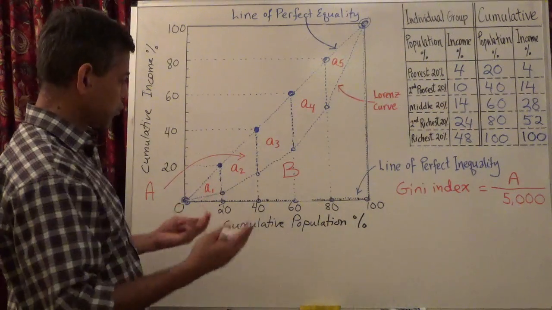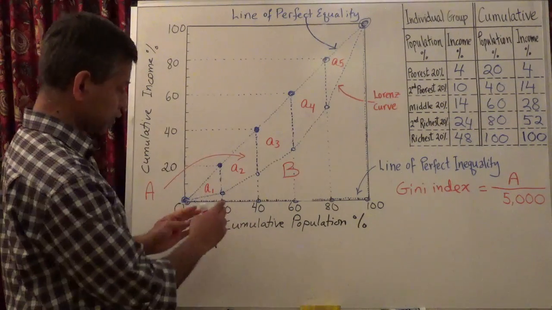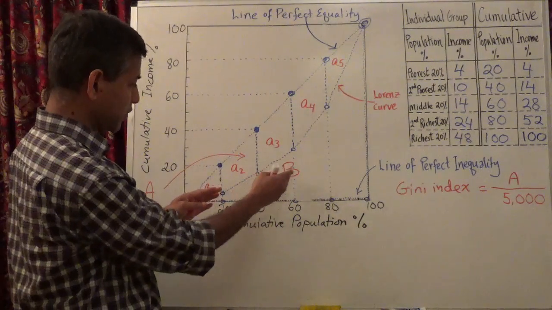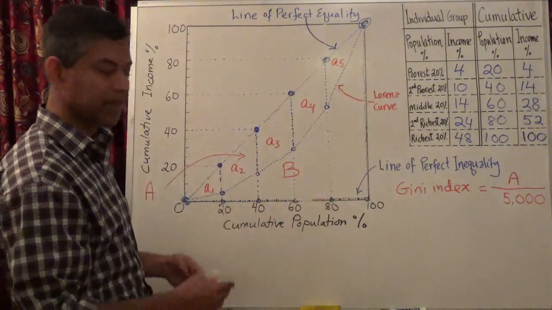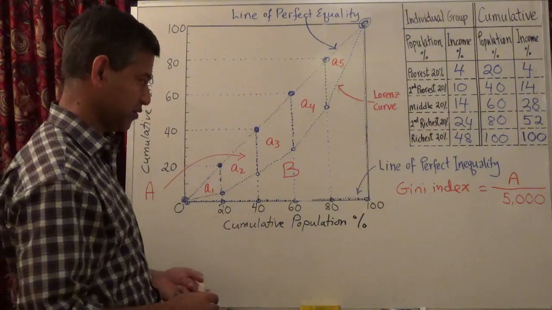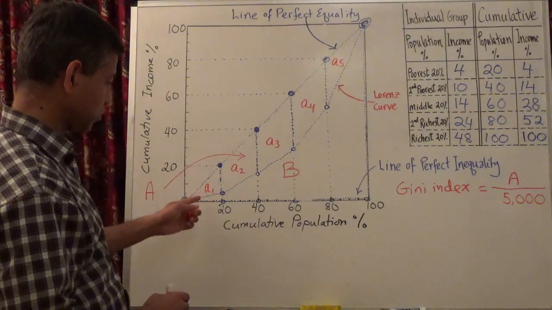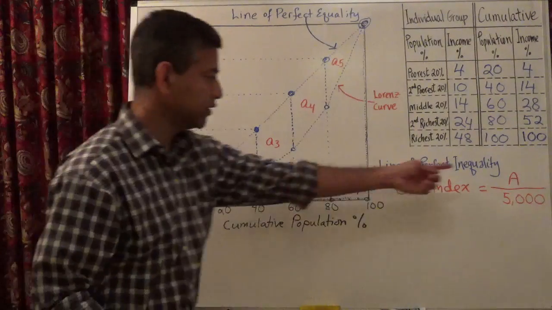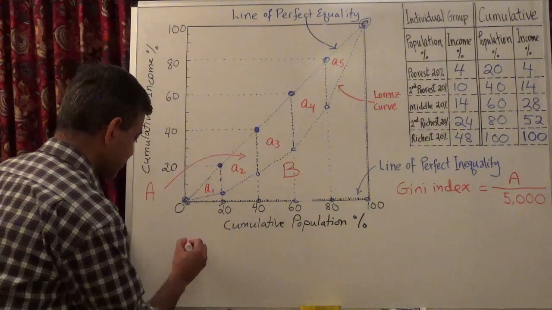Now, if someone wanted to calculate this area by first calculating the area B and then subtracting area B from the full area 5,000, that would also be okay. So that would be a little bit indirect, but that's arithmetically equivalent. So let's calculate the areas A1, then A2, A3, A4, and A5, which would give us the full area A, and then that would give us our Gini index. So let's start with A1.